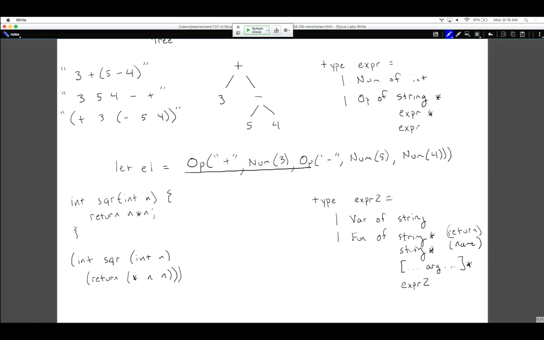Now, there's a lot of interesting design decisions that we could make when choosing a concrete syntax for a programming language. What's your favorite concrete syntax for a programming language? What programming languages do you have that you like their syntax? You don't like any of them?